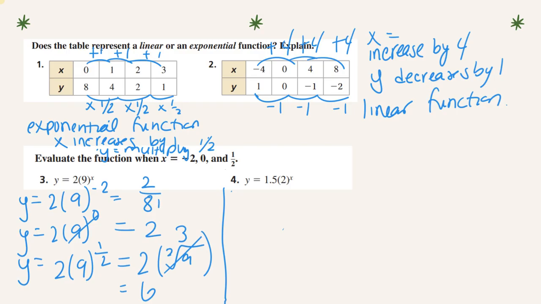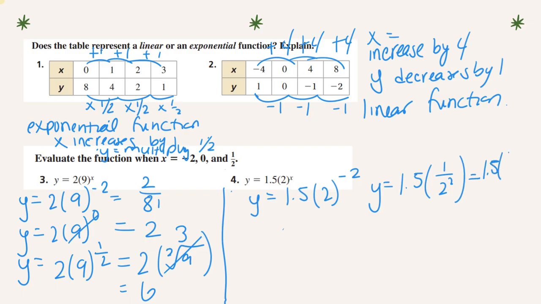In the second one, we're going to have y equals 1.5 times 2 to the power of -2. Simplified, this is going to be y equals 1.5 times 1/2 to the power of 2, which gives me 1.5 times 1/4. So what's my answer here? 1.5 times 1 gives me 1.5, divided by 4, I'm going to get 0.375.